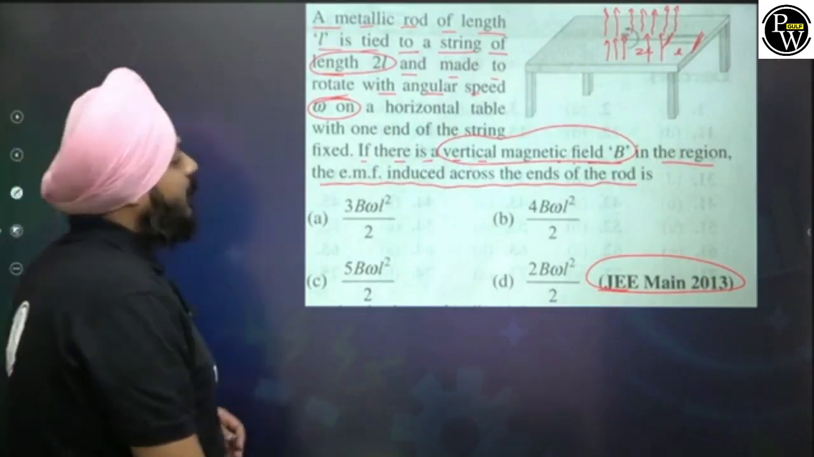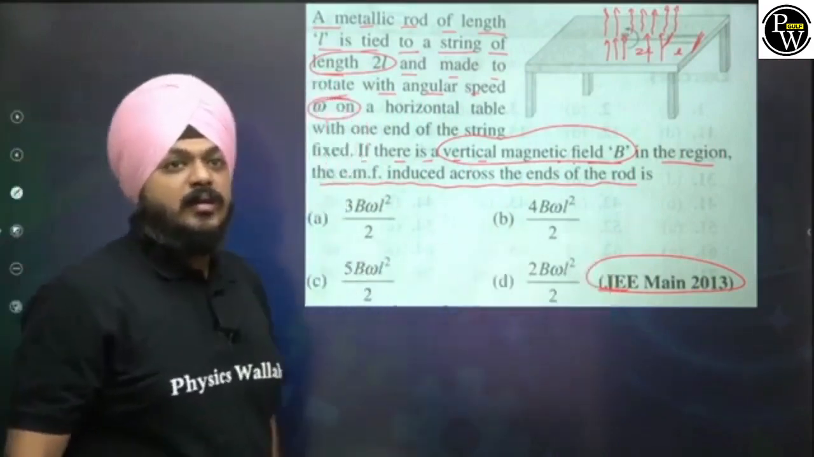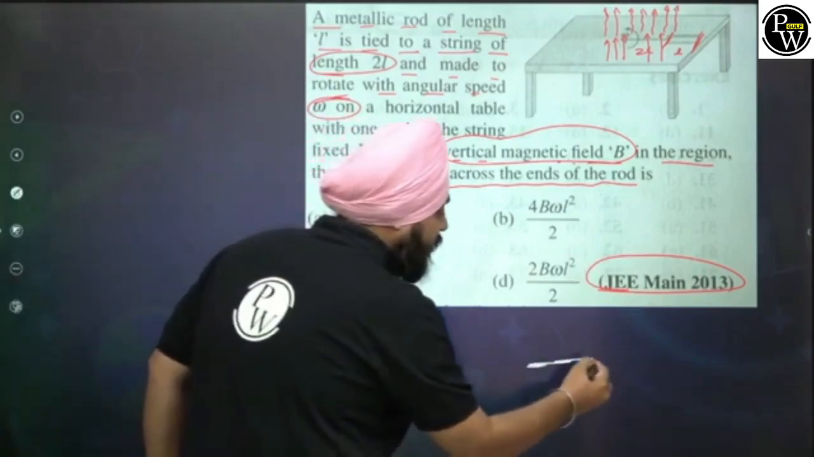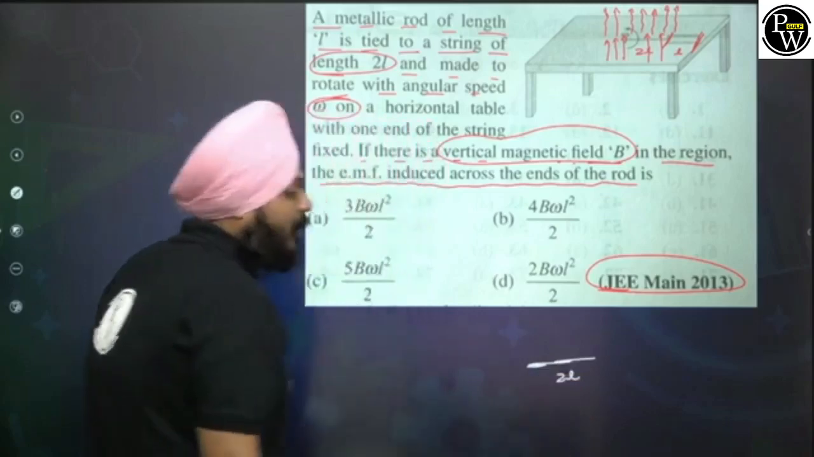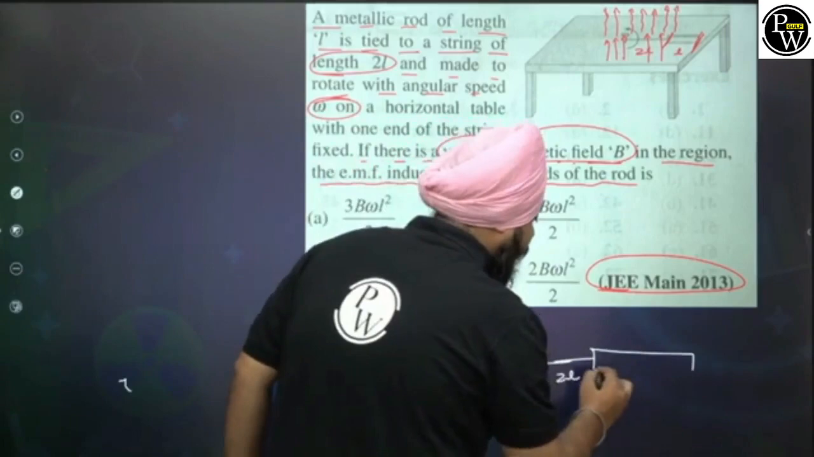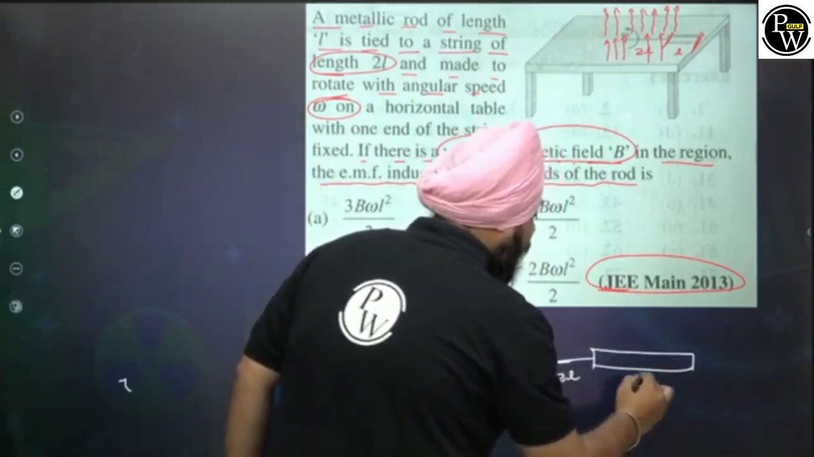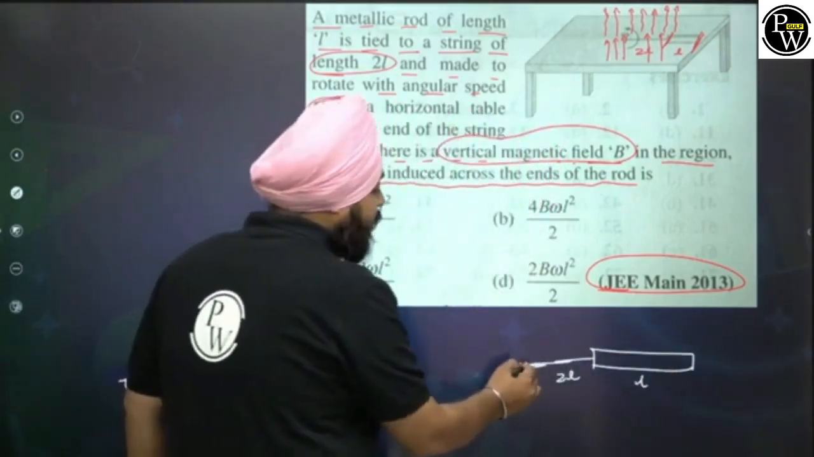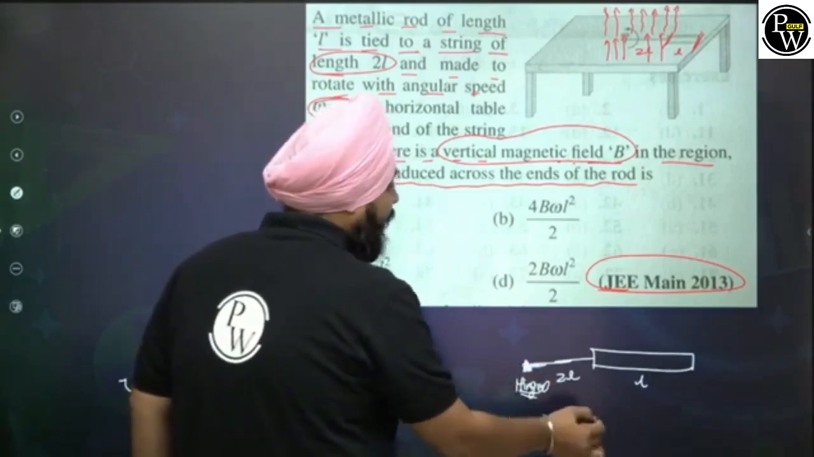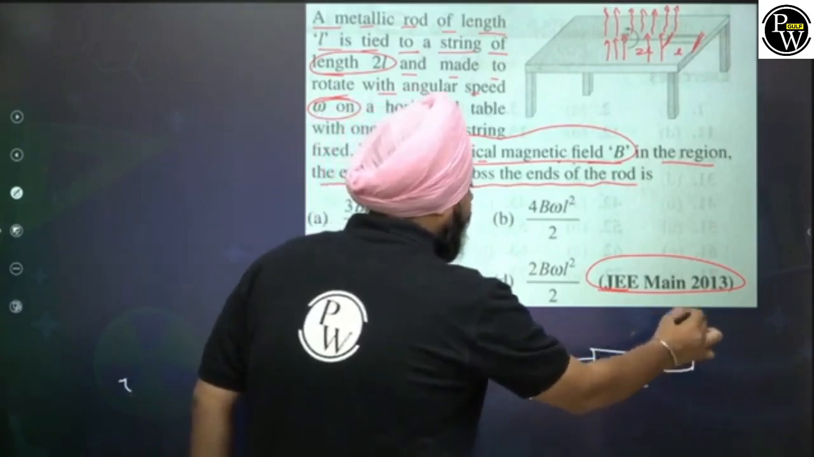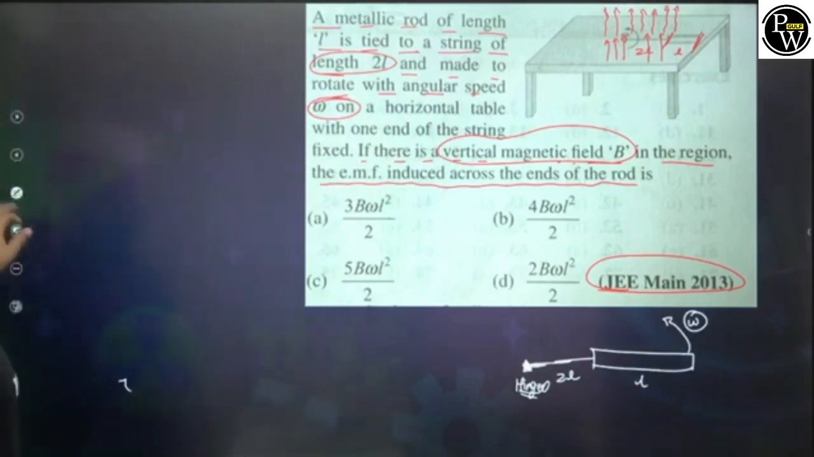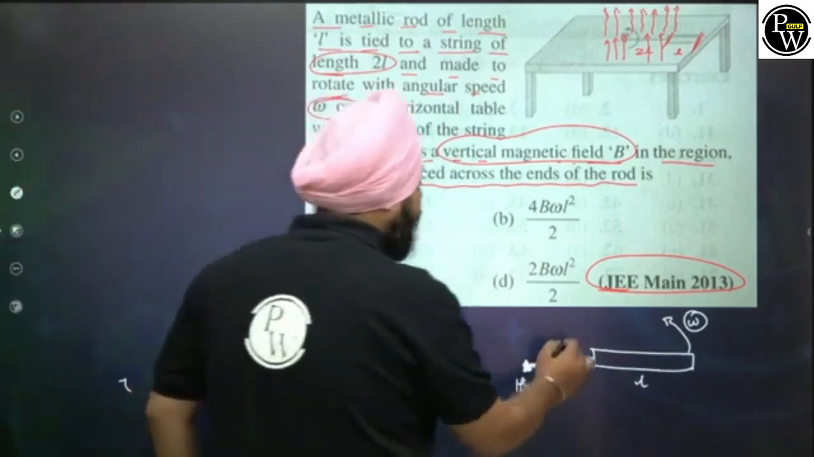Now see what the situation actually states. This is a string of length 2L and this is a rod of length L, hinged at this point. The entire system is rotated with an angular velocity omega. Now the question states that we have a vertical magnetic field.